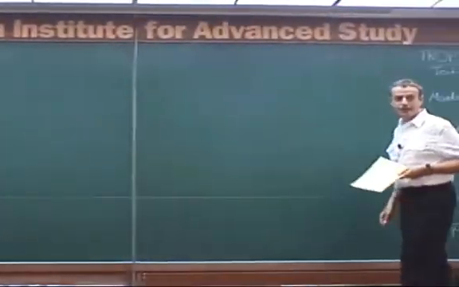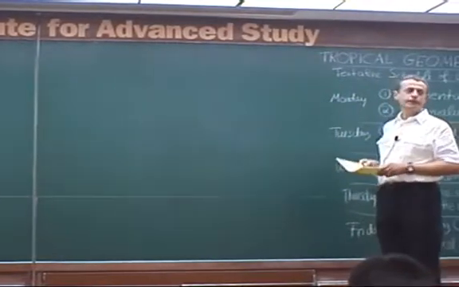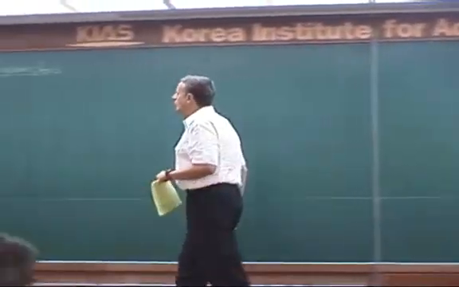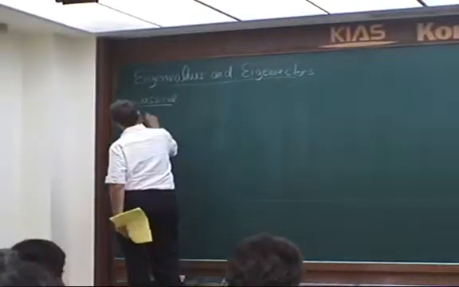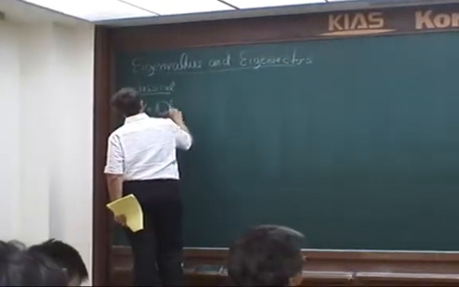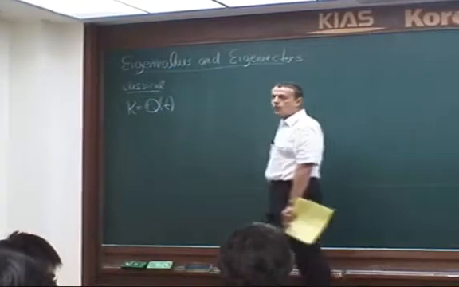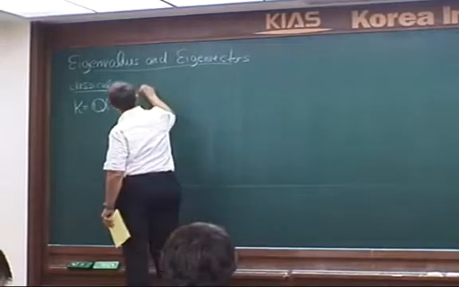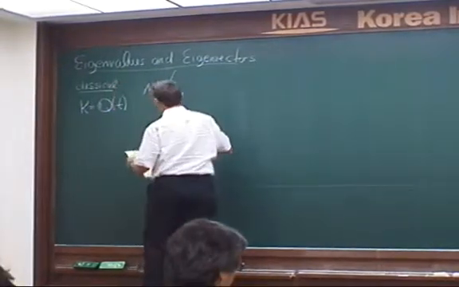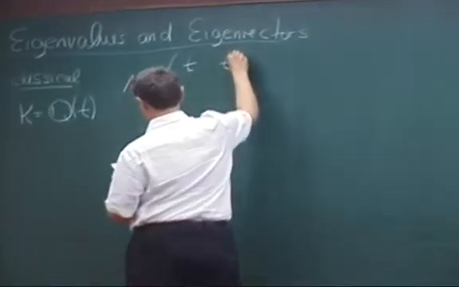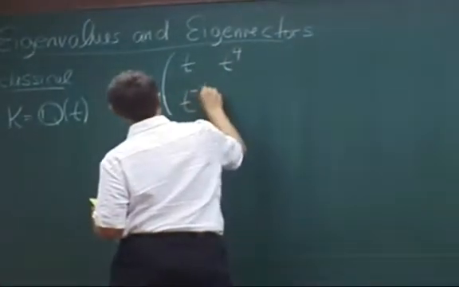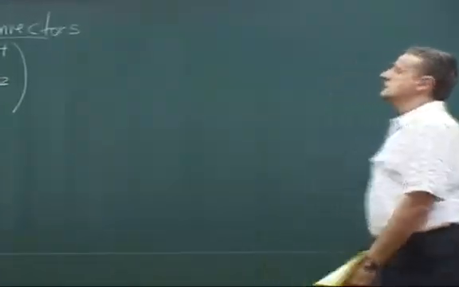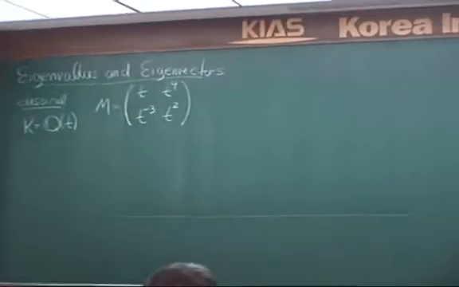Okay, so the second lecture is about eigenvalues and eigenvectors of square matrices. Let me start out by reminding you of the classical situation over a field. Let's take the field to be rational functions in one variable t with rational coefficients, and take a 2 by 2 square matrix, for instance t to the fourth, t to the minus 3, t squared. That's a 2 by 2 matrix with entries in a field.